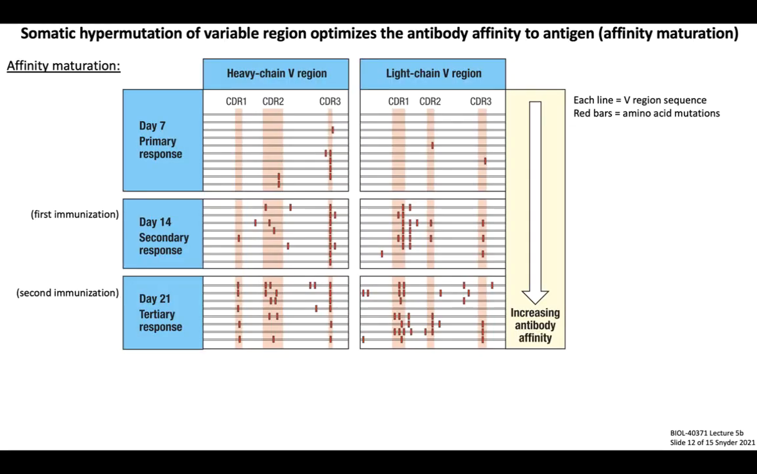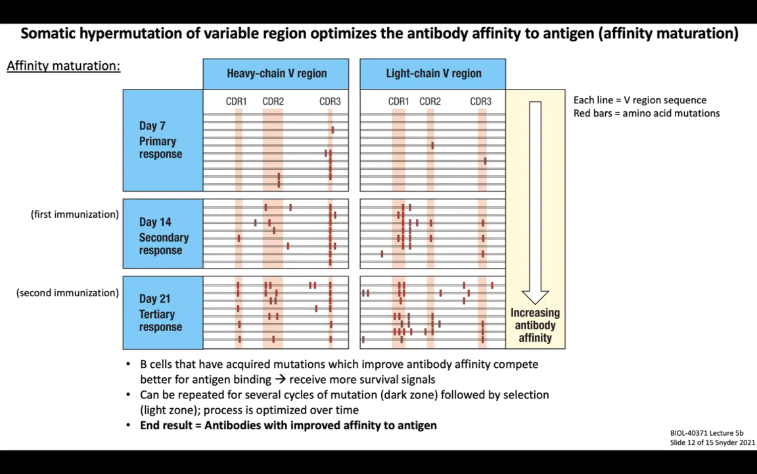The modification of variable light and heavy chains through somatic hypermutation drives a process called affinity maturation, which is best demonstrated by looking at the results of a variable region sequencing experiment. This plot shows individual V region sequences that are represented by horizontal lines, as well as the 3 CDRs of each chain that are shaded in pink, and lastly, amino acid mutations that are indicated by the red rectangles. Sequences are plotted over time as defined by the primary response to infection at 7 days at the top, the secondary response, which is a first immunization that resembles reinfection at 14 days, and lastly, a tertiary response, which is performed after a second immunization at 21 days.